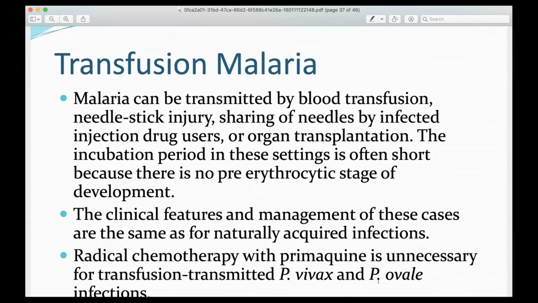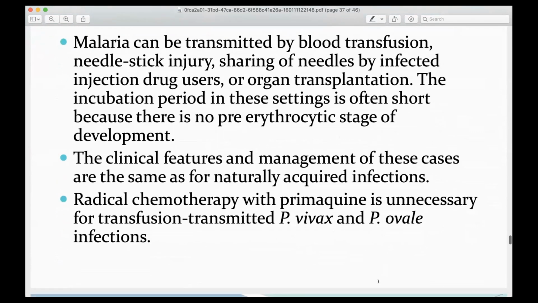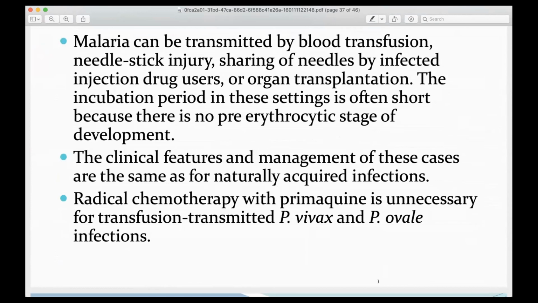Now, regarding the transmission of malaria, malaria can be transmitted through blood by needle stick infection, or during organ transplantation. The clinical features and management in these cases are the same as in naturally occurring infection, and radical chemotherapy with primaquine is unnecessary for transfusion-transmitted Plasmodium falciparum, Plasmodium vivax, and Plasmodium ovale infection.